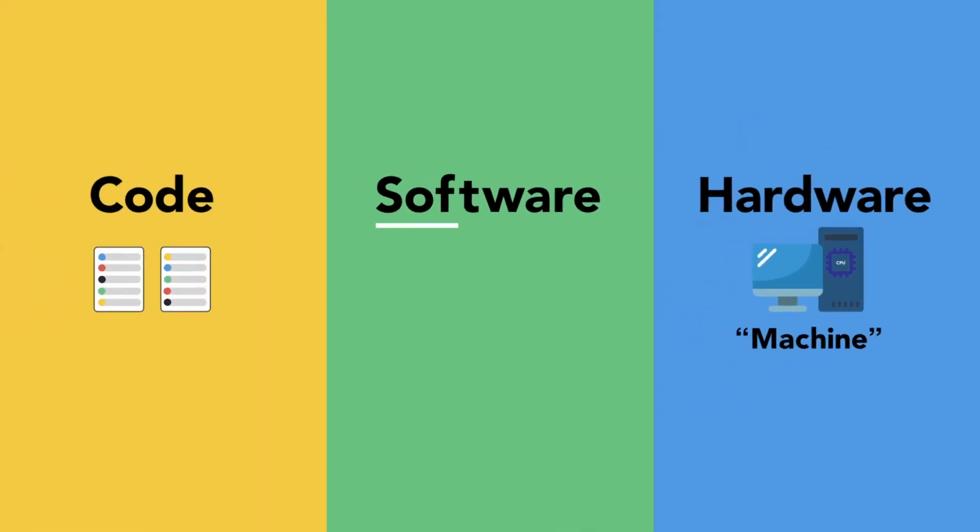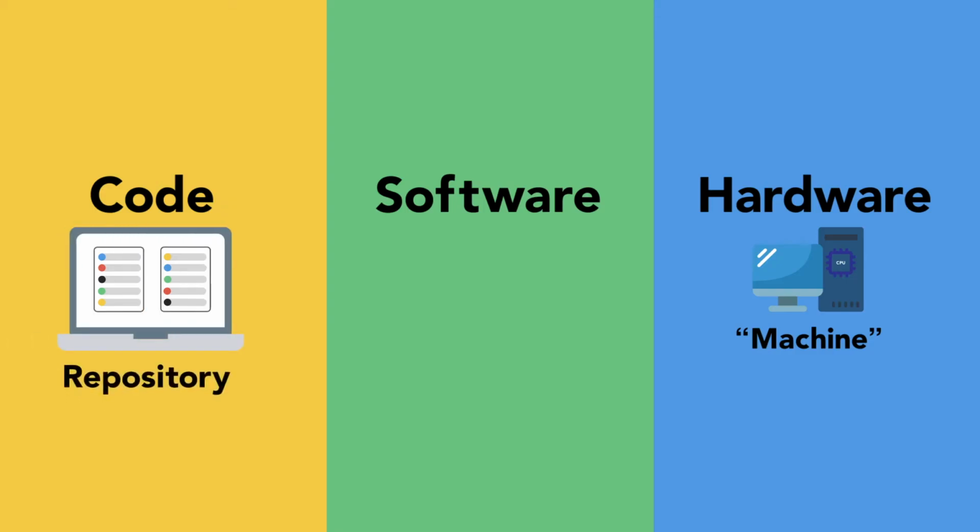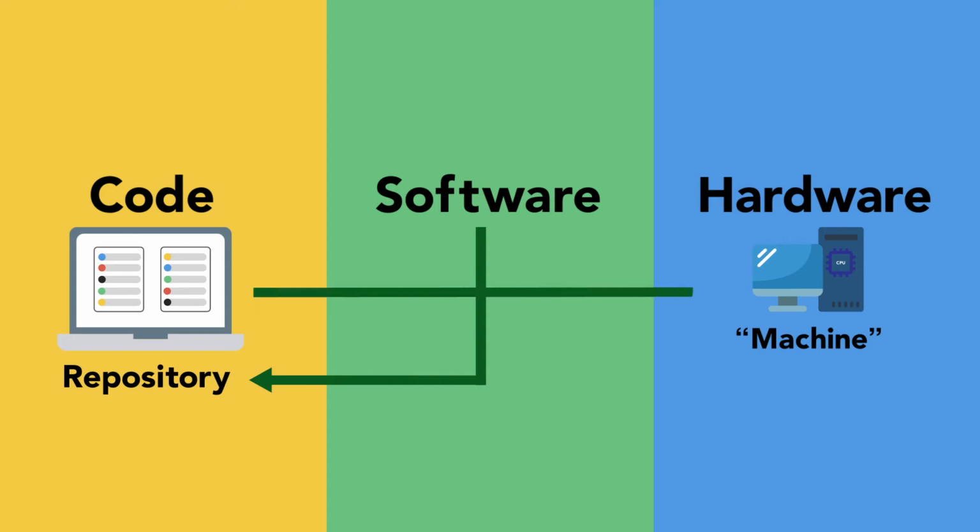The term software can be used to refer to two different things. Firstly, it might refer to the code. Code is normally written on developers' laptops and then stored in a repository. Software can refer to all the code stored in a repository. But code isn't much use on its own. It needs a machine to instruct to be useful.